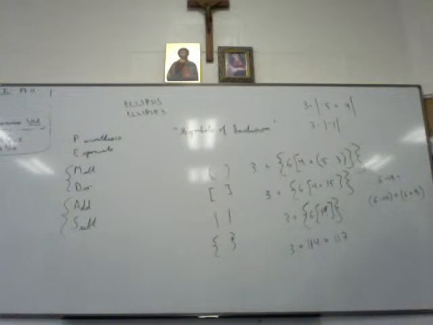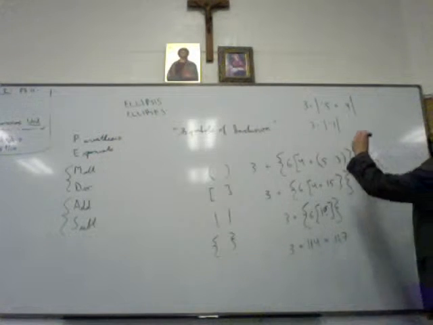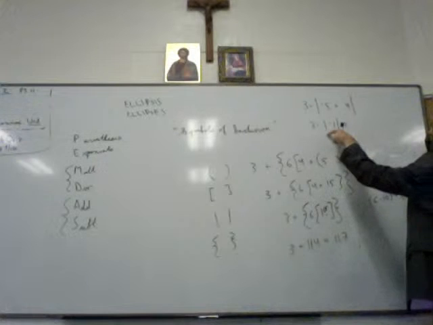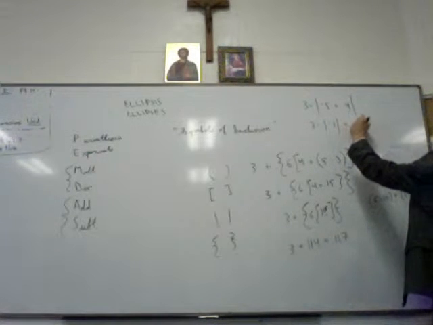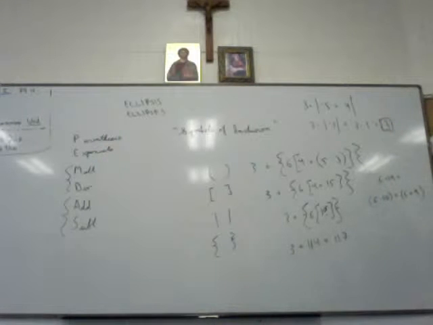Now what do we do? 3 times 1. 3 times positive 1. Right, so we make this one positive, that's what the pipes tell us to do, and then we can do our multiplication. We'll get 3.